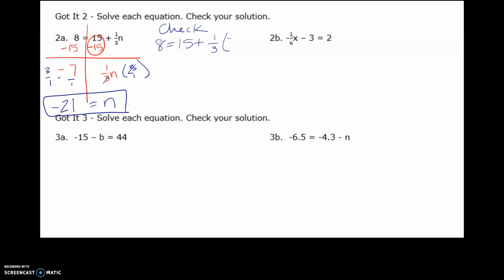1/3 times negative 21. We put that over 1 just here. We could simplify this to get negative 7. 8 equals 15 plus a negative 7. That, in fact, gives us 8. So we have 8 equals 8. For 2b, I would go ahead and pause. Try it on your own.